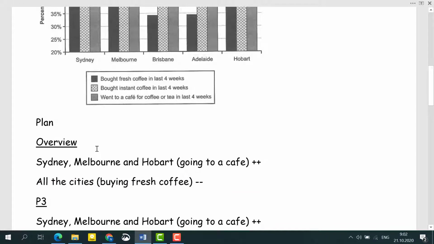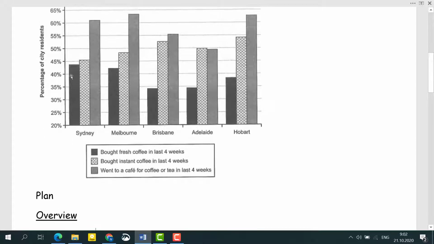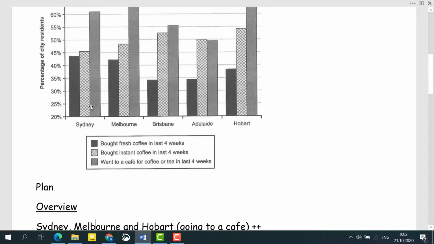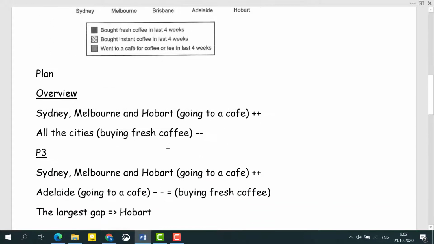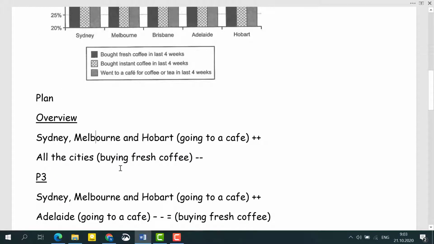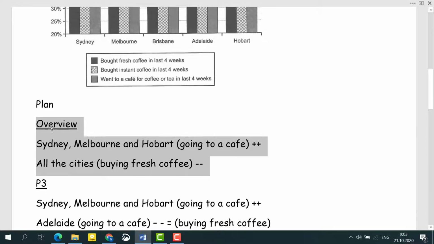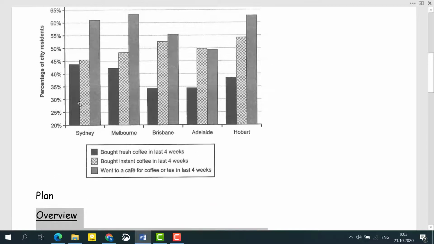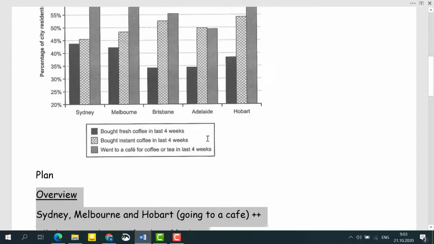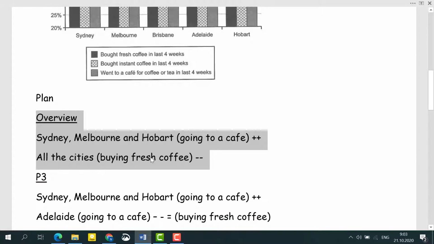Now, by contrast, which means we need to show something the opposite here. So all the cities, if you look at all the cities, so buying fresh coffee, right? Which is the first one, buying fresh coffee. Okay, so this section has the lowest percentages, right? Look at this carefully. And that's exactly, again, what we can mention in our overview. And that's what the examiner wants to see. He wants to see the largest figures and the lowest figures in your overview paragraph.